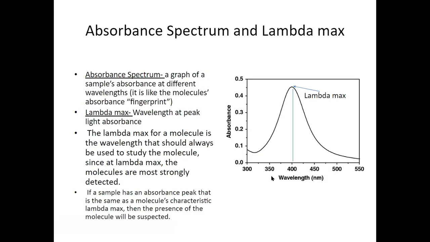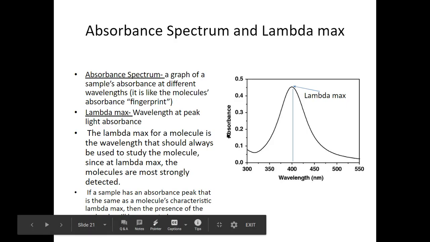Okay, so just definitions for chapter 7.1. Absorbance spectrum: it's a graph of a sample's absorbance at different wavelengths. It's like the molecule's absorbance fingerprint, and you're comparing wavelength to absorbance.